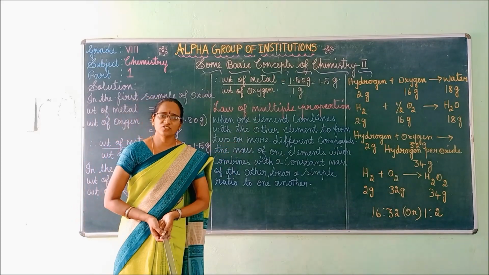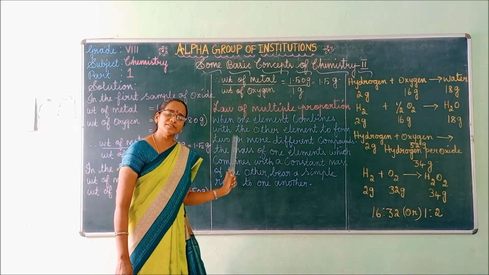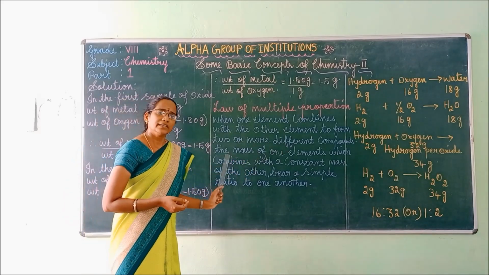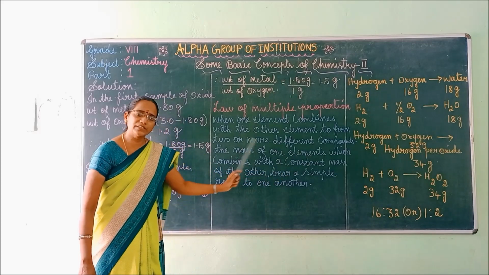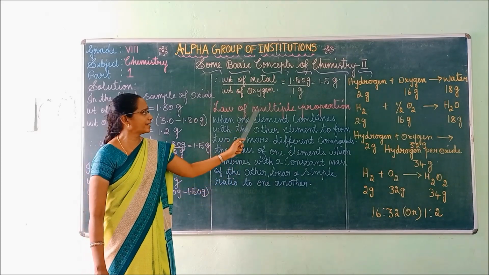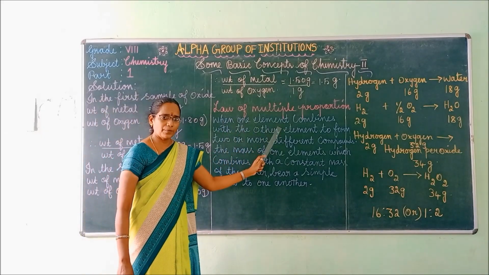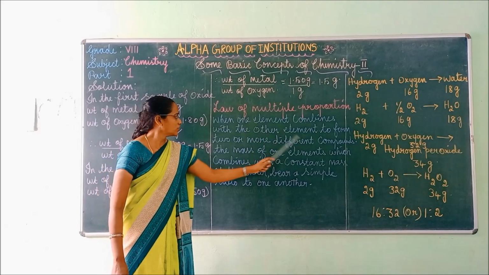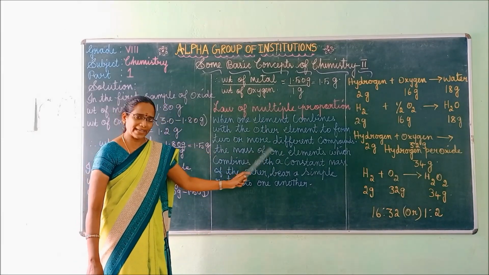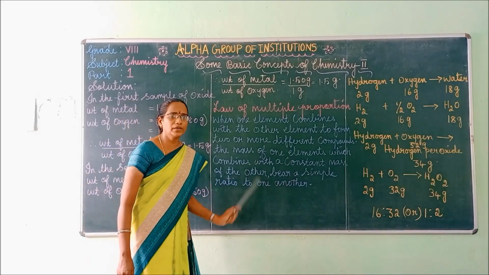Next, we can move to the law of multiple proportion. This law is given by John Dalton. This law states that when one element combines with another element, it forms two or more different compounds. Here the mass of one element, when it combines with a constant mass of the other, forms a simple ratio. This is the concept behind the law of multiple proportion. Once again I repeat, when one element combines with the other element to form two or more different compounds, the mass of one element combining with a constant mass of the other is in a simple ratio.